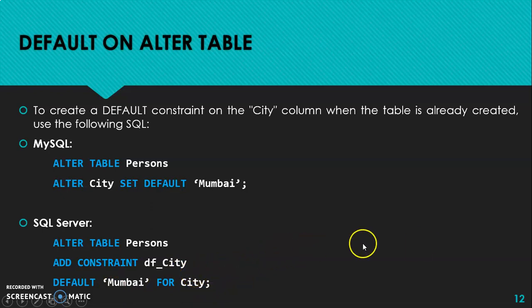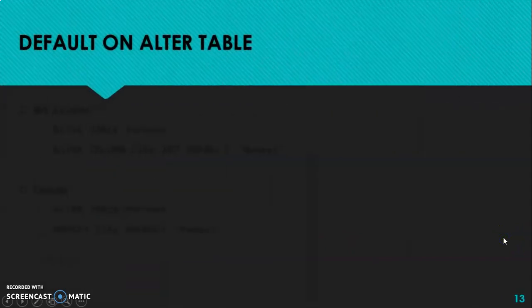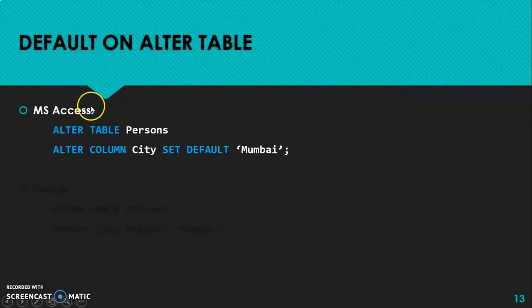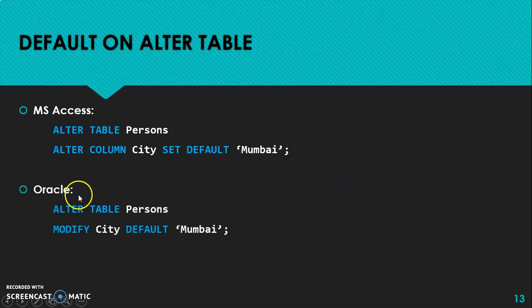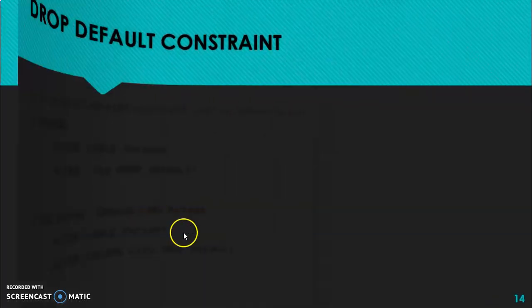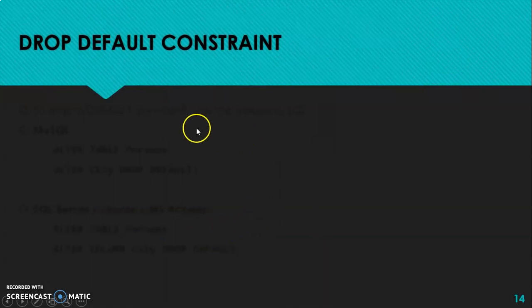This is what we use in SQL Server. If you are using MS Access, alter table person, alter column city, set default Mumbai. So here we are using alter table name, alter column name, set default Mumbai. So this is the value, default value. And if you are using Oracle, alter table person, that is the table name, modify city, this is the column name, default Mumbai, that is the value.